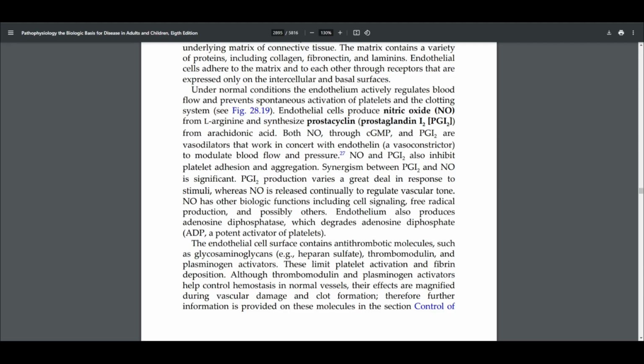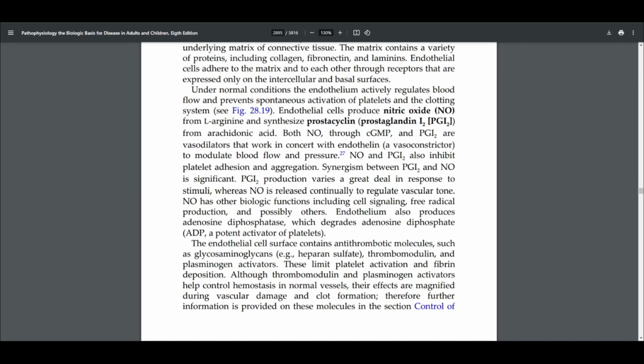Synergism between prostaglandin and nitric oxide is significant. Prostaglandin production varies a great deal in response to stimuli, whereas nitric oxide is released continually to regulate vascular tone. Nitric oxide has other biologic functions including cell signaling, free radical production, and possibly other functions. Endothelium also produces adenosine diphosphatase, which regulates adenosine diphosphate.